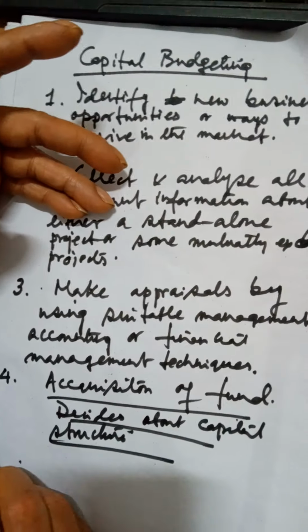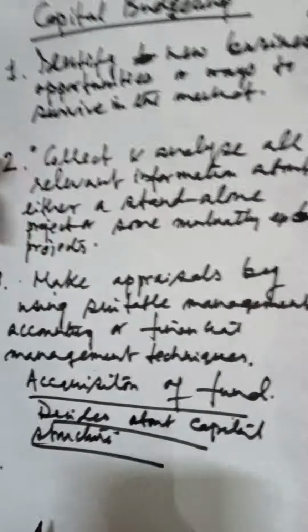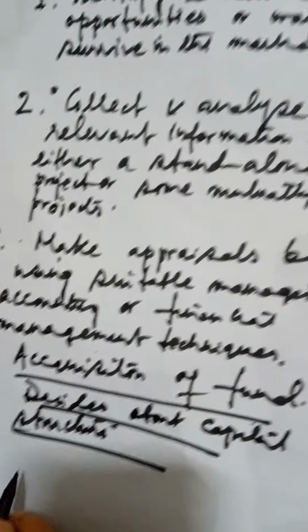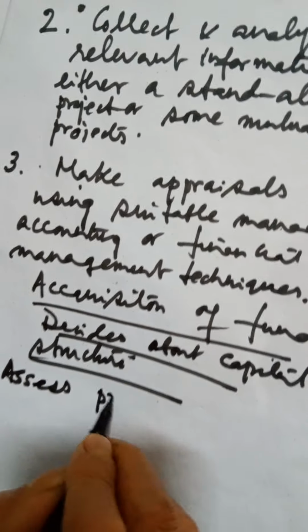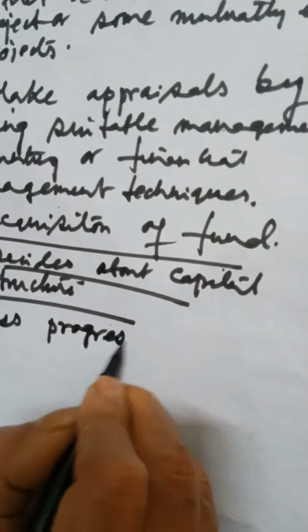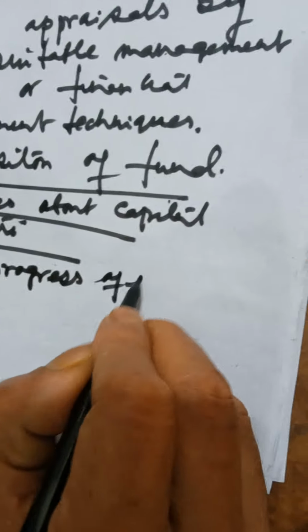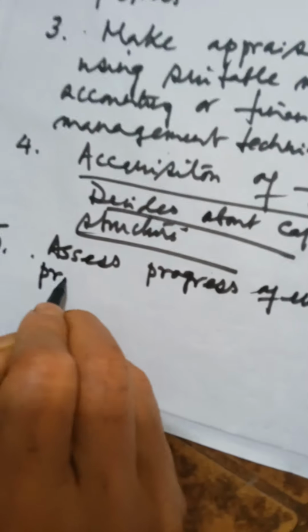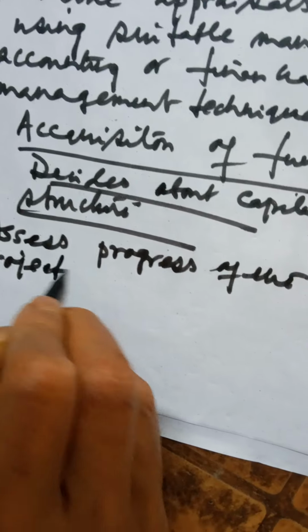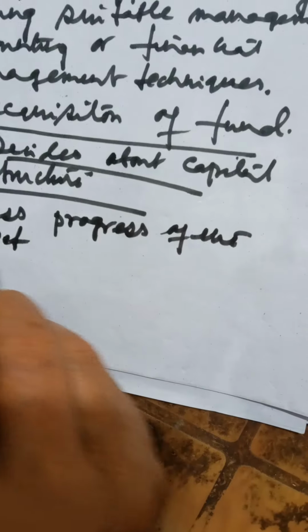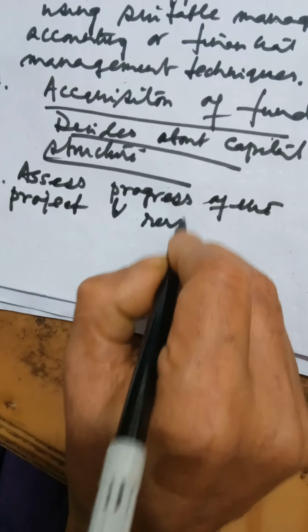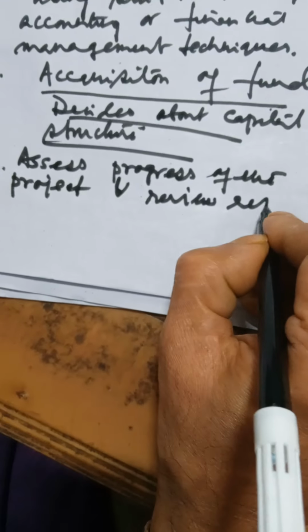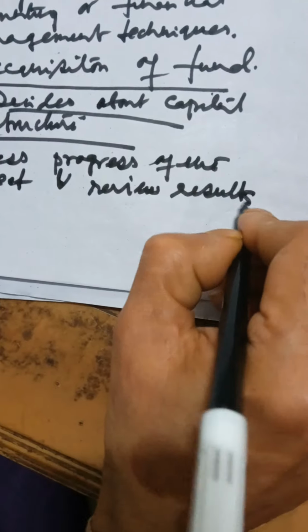Number 5, that is, in the fifth step, the firm needs to assess the progress of the project and review results.